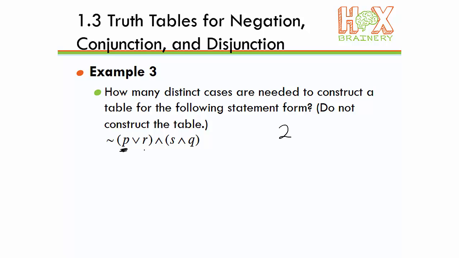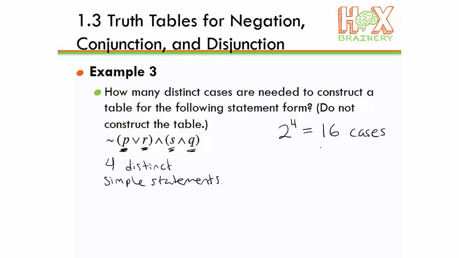You've got P, you've got R, S, and Q. So you have 4 distinct simple statements. So 4 is going to be the exponent on the 2. So 2 to the 4th power is going to be 16. So you would have to have a table with 16 cases just for this statement form here.